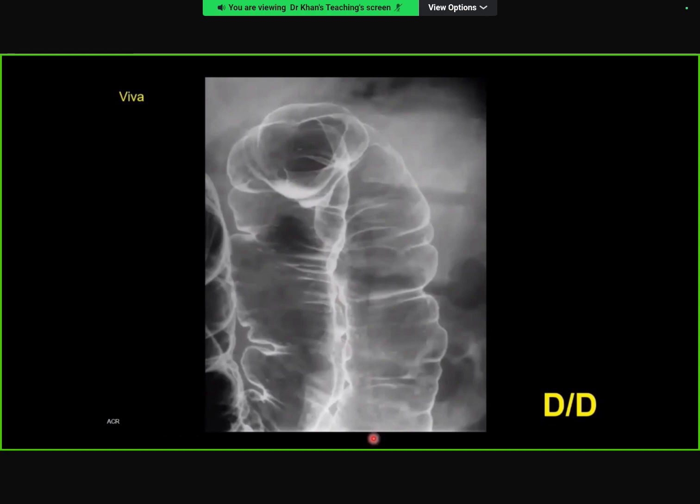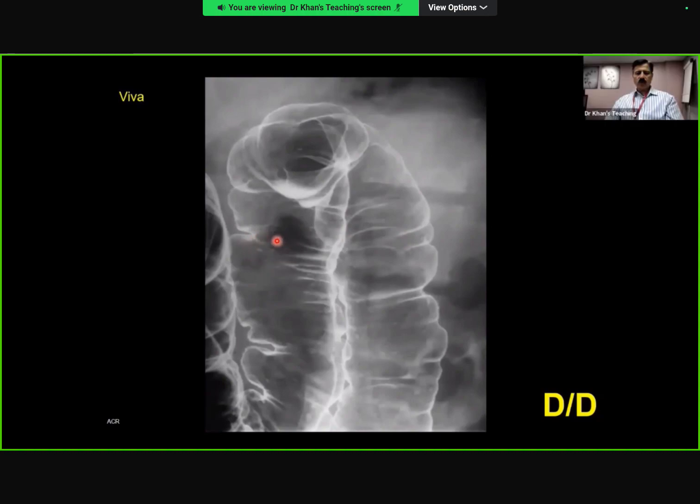Again, there is a kind of superficial filling defect in the probably transverse colon. The haustra are a bit widened and slightly blunted.